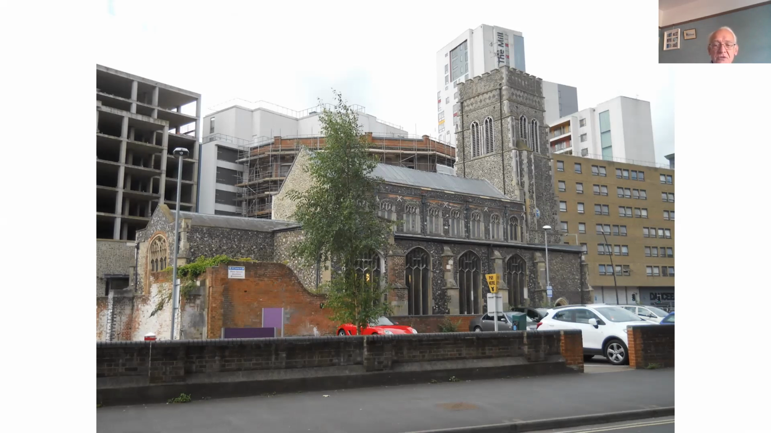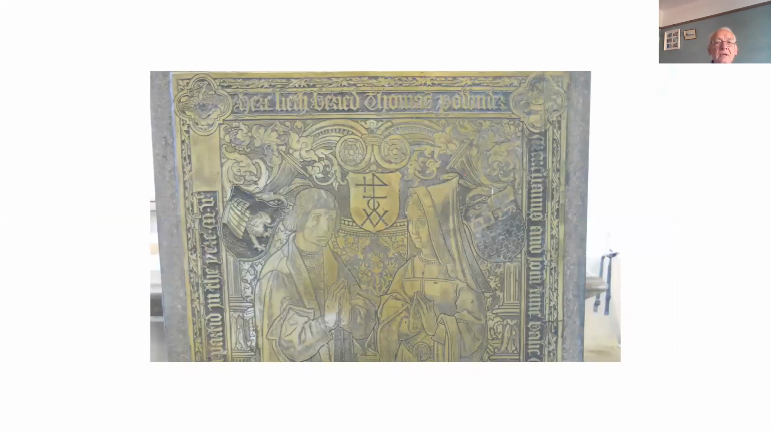And one of the things that you can see inside is this memorial brass to Thomas Pounder, who was a successful merchant in Ipswich. That's his merchant mark in the middle of the brass. And he died in 1526 and was buried under the altar in St. Mary's Church, which he thought would do his soul some good.